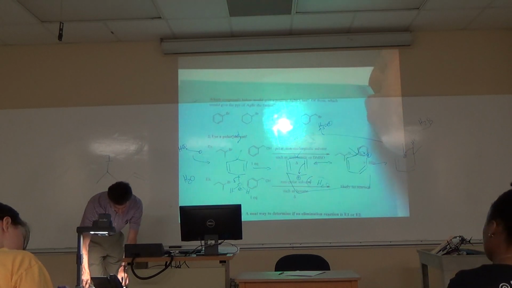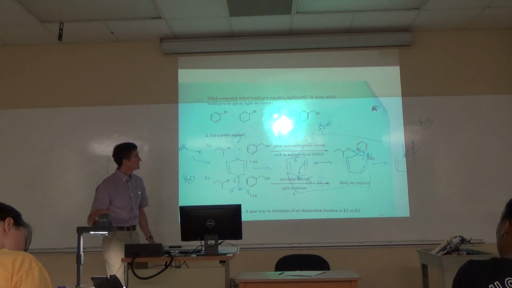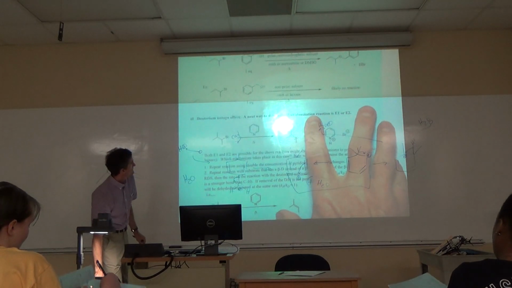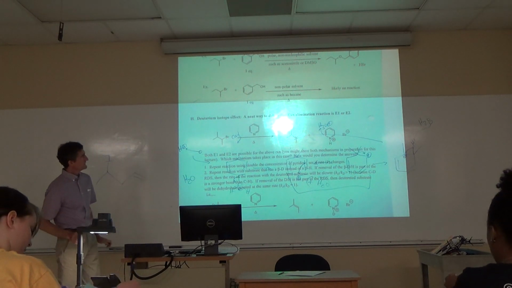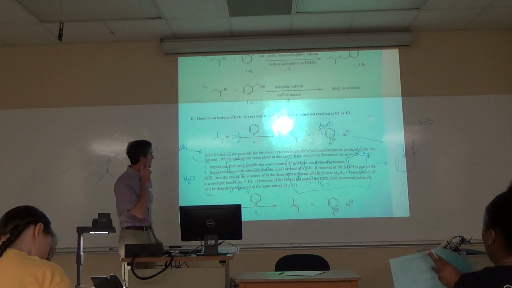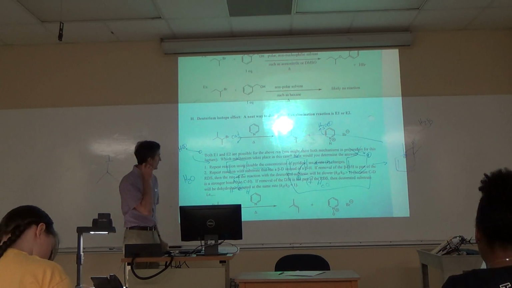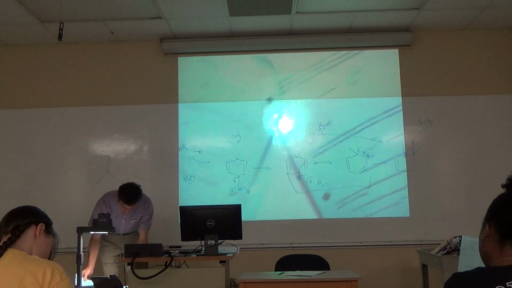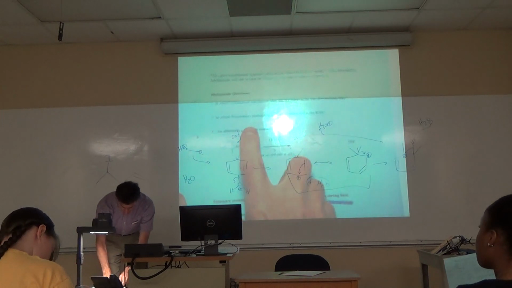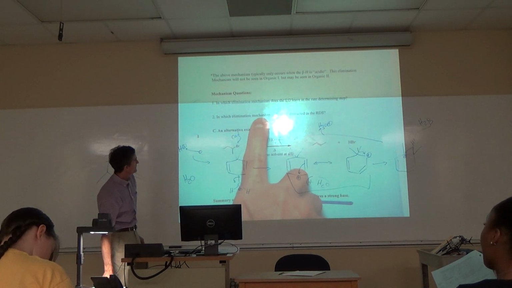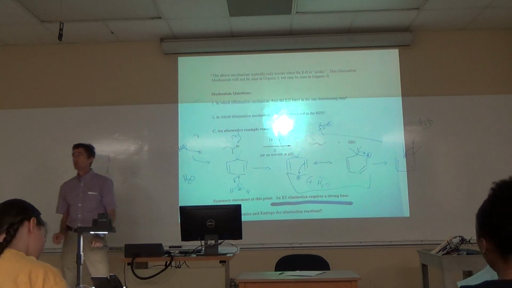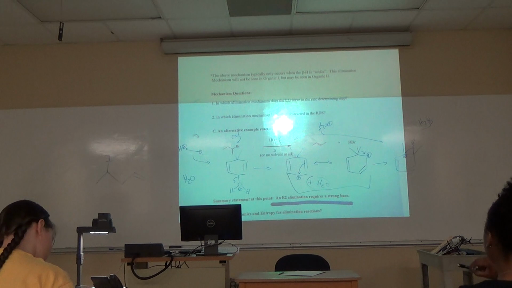Polar solvents promote ionization. Okay, deuterium isotope effect. A neat way to determine if an elimination is E1 or E2. Of course, back over here, you already have thought about this. In which elimination mechanism is the beta hydrogen abstracted in the rate limiting step? I'll ask that again.